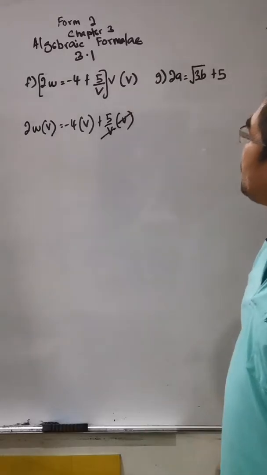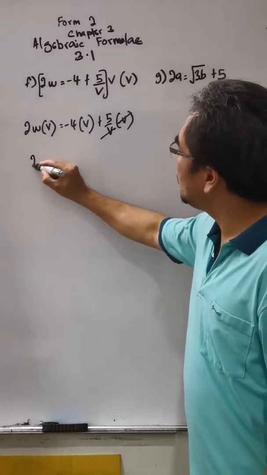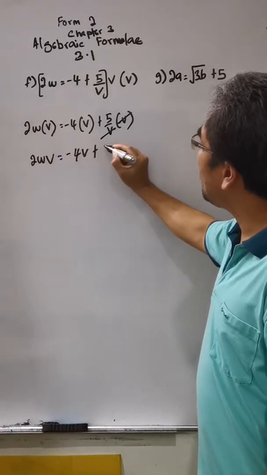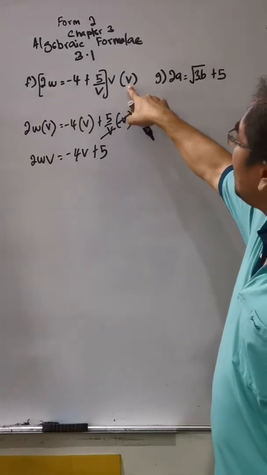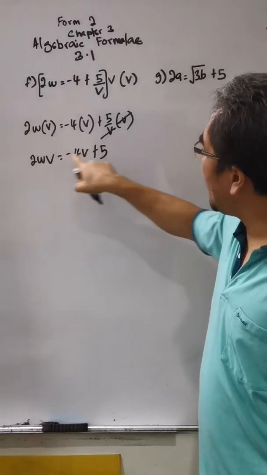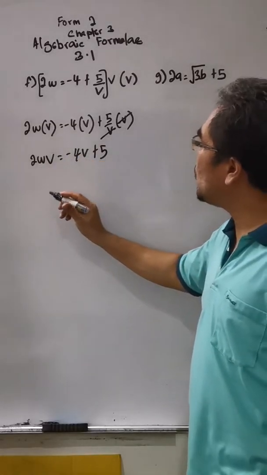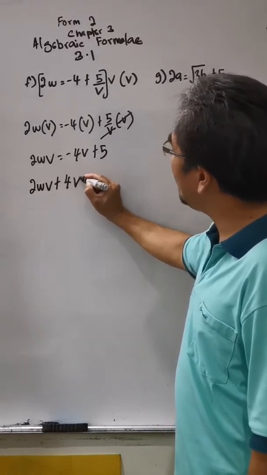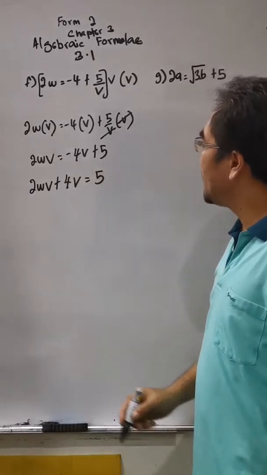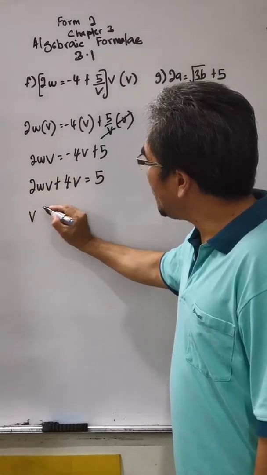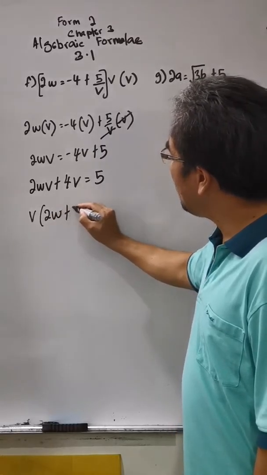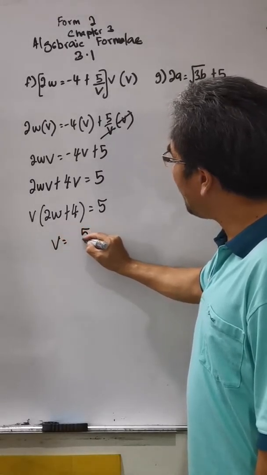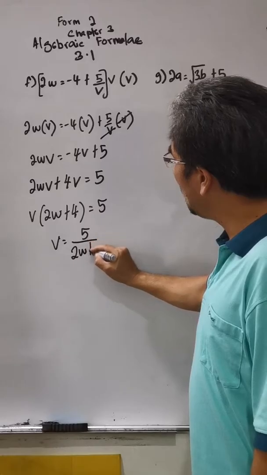So we can cut here and rewrite: 2WV equals negative 4V plus 5. And the subject that you want is V, so make sure you bring it to one side. So 2WV plus 4V equals 5. Factorize V: V times (2W plus 4). And V is 5 over 2W plus 4.